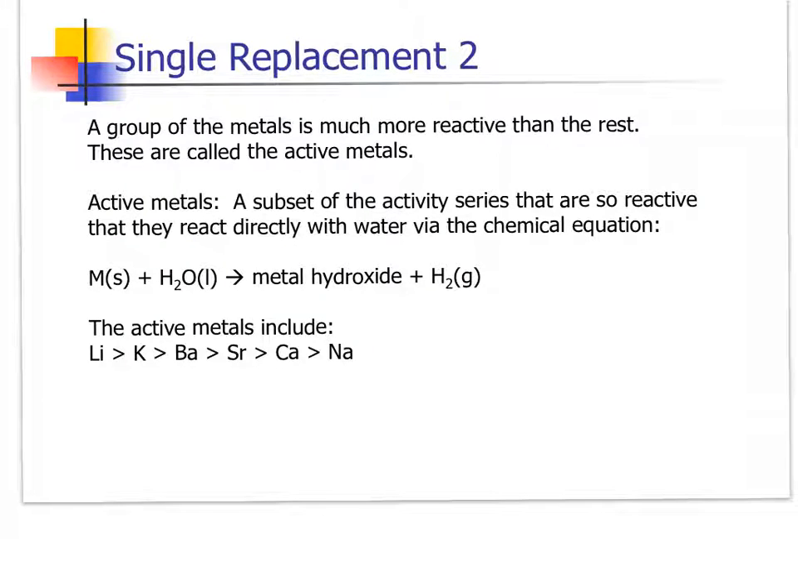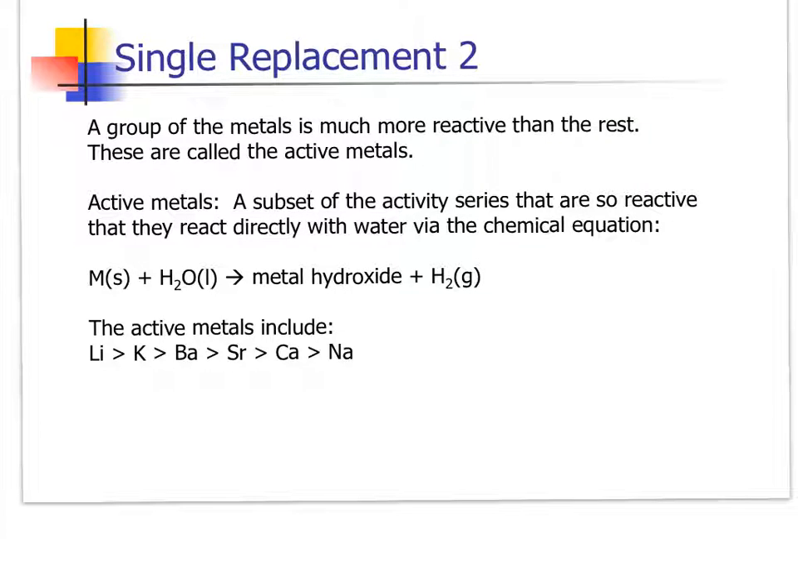Now, which group of metals is more reactive than the rest? These are the active metals. These ones will react with water very quickly and violently in some cases. Lithium, potassium, barium, strontium, calcium, and sodium will react with water on contact. And we saw this when we looked at our activity series, or reactivity going down a group. And so we have these active metals present in the reactions.